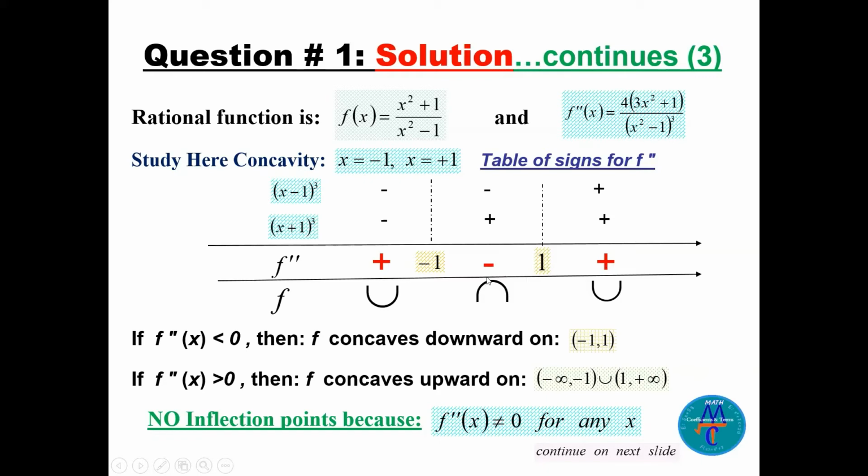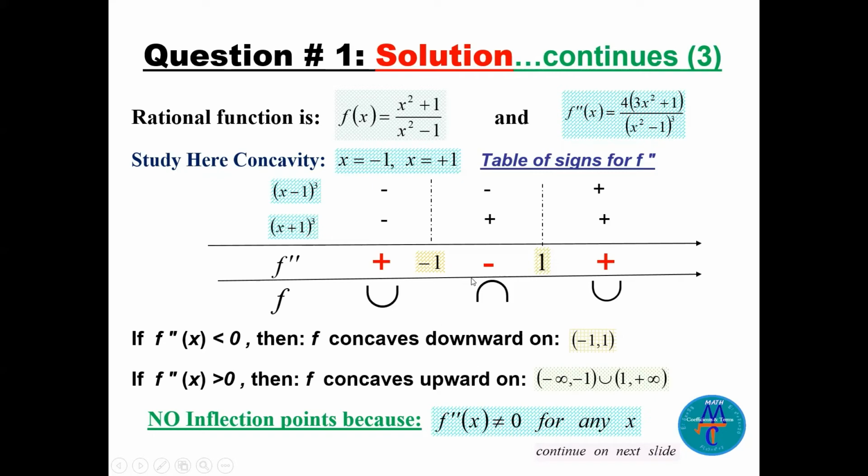Also here concaves up. If f double prime is negative, the function concaves downward. So downward between -1 and 1, and the function concaves up between minus infinity and -1, union 1 to infinity. Here we have no inflection points. F double prime cannot be 0 for any value of x.